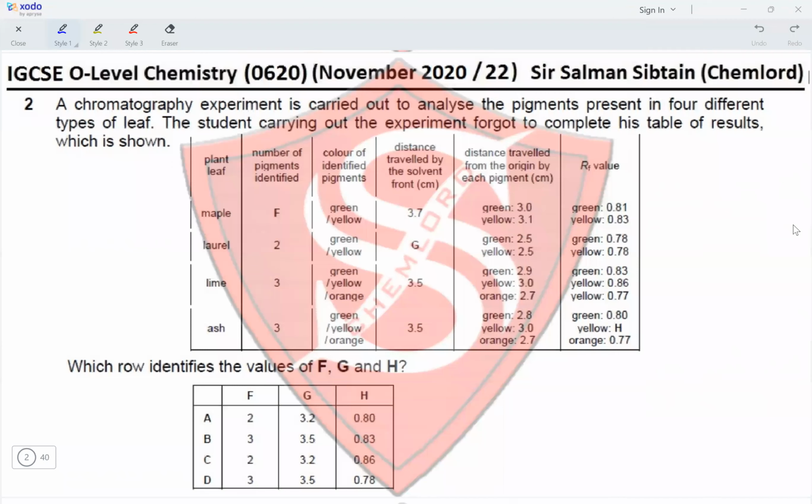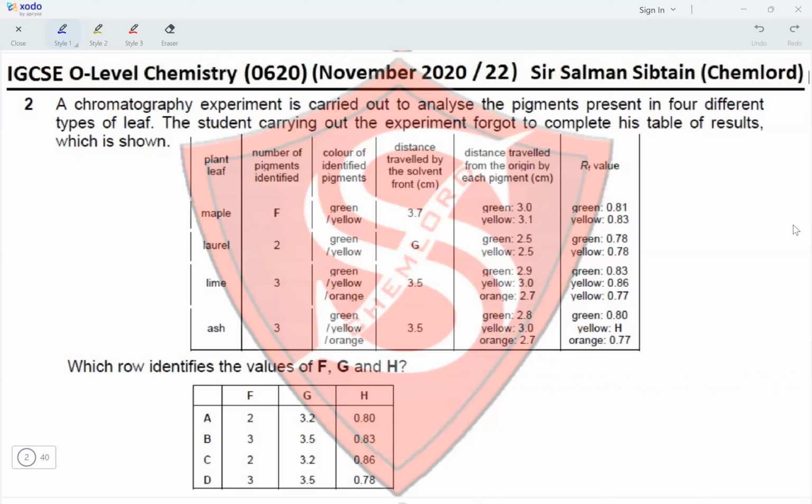Question 2. A chromatography experiment is carried out to analyze the pigments present in 4 different types of leaf. The student carrying out the experiment forgot to complete his table of results, which is shown. So this has 4 different types of leaf. It has number of pigments identified, color of identified pigments, distance traveled by the solvent, or the solvent front, distance traveled from the origin by each pigment, so the solute front, and the Rf values. So the missing ones are which will identify the values of F, G, and H.